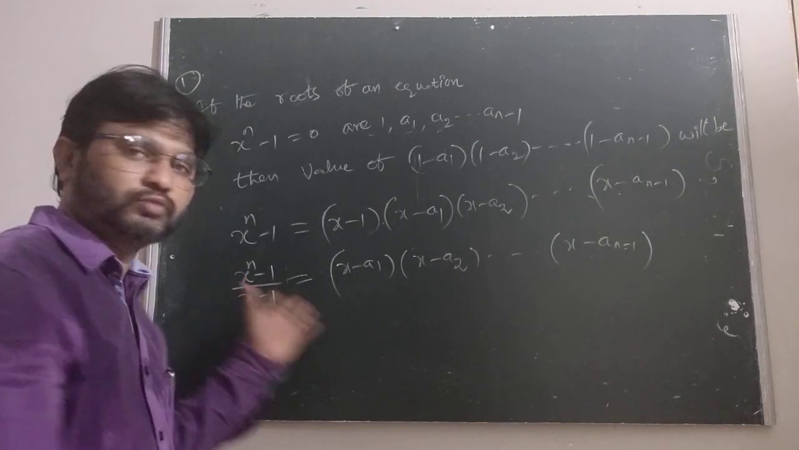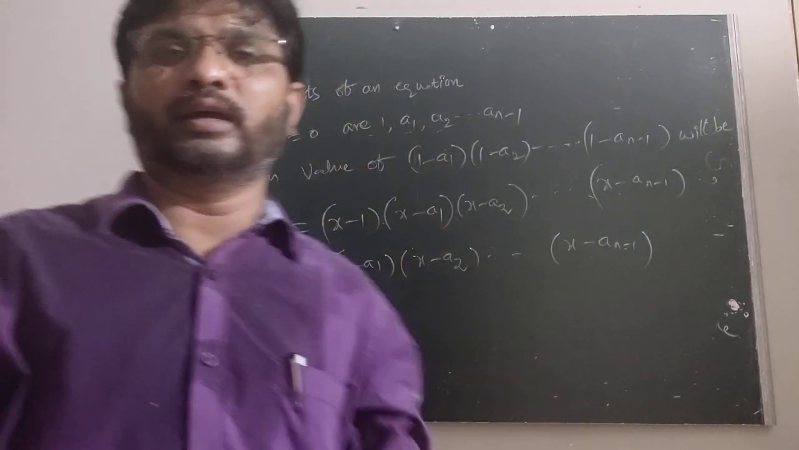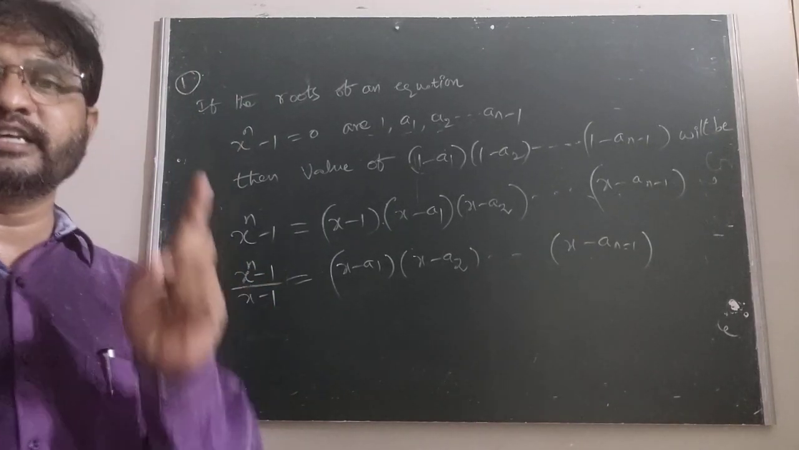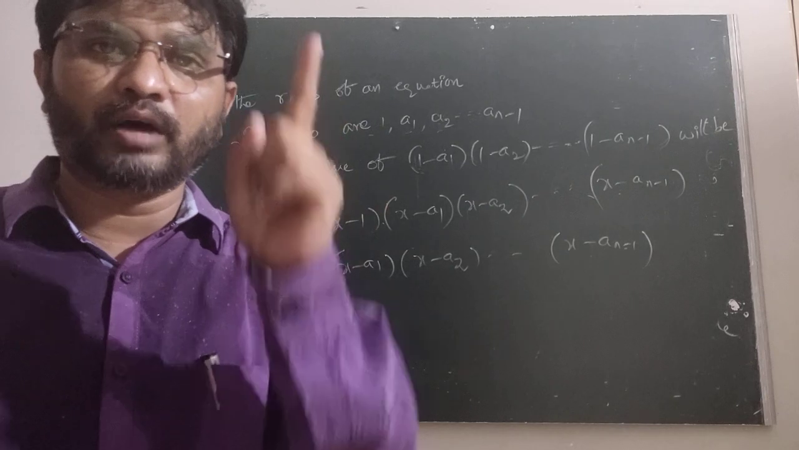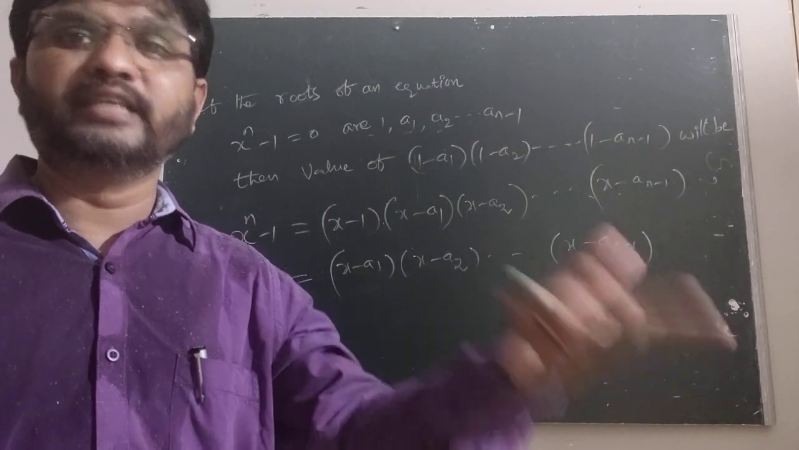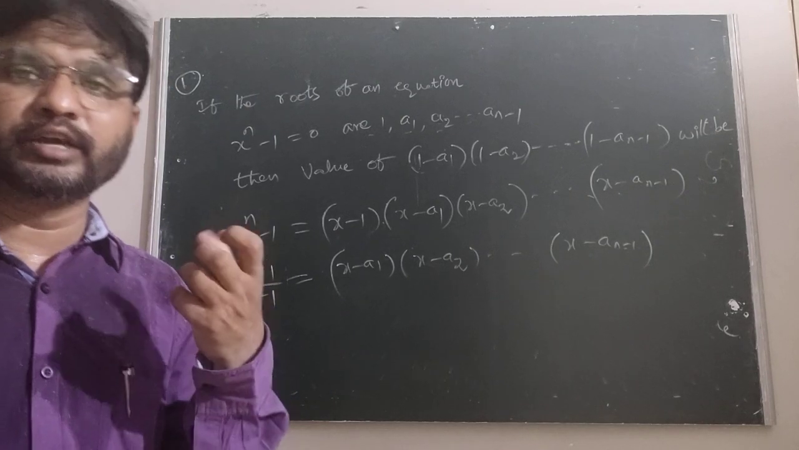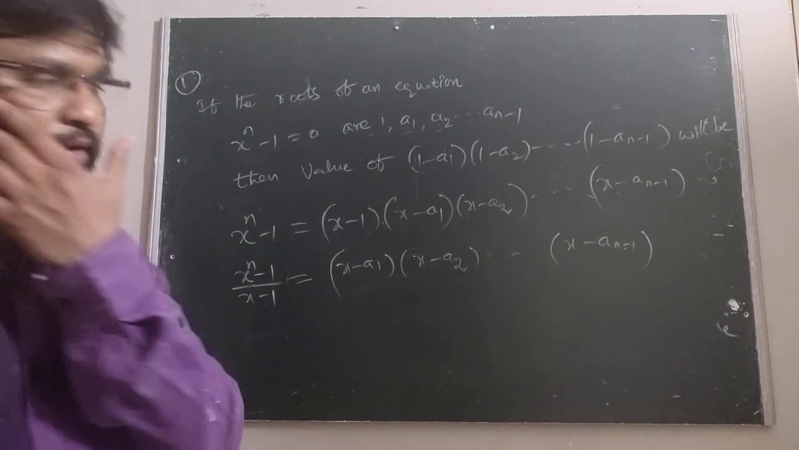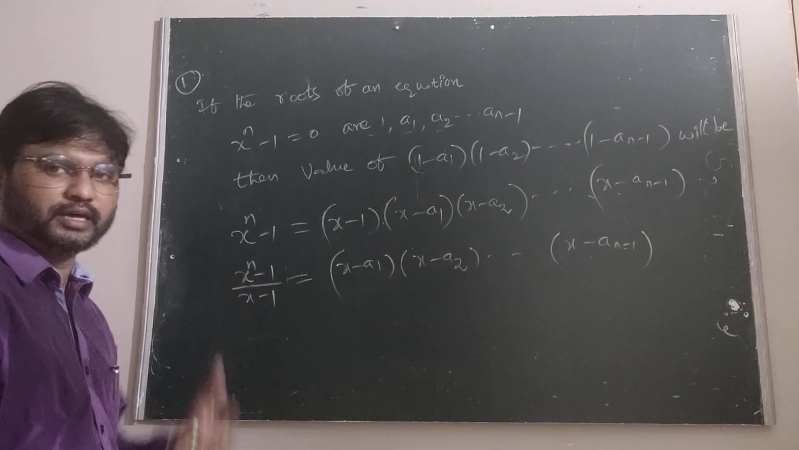Here also 1 minus 1 is 0. So the left hand side, what we observe here, is of the form 0 by 0. When it is of the form 0 by 0, it is an indeterminate form. Then we know, from the first year calculus topic of limits, the L'Hospital rule.